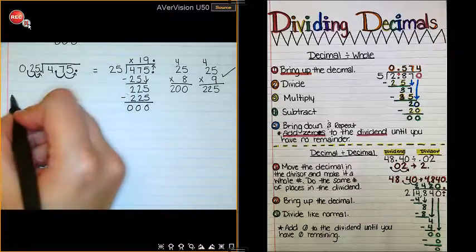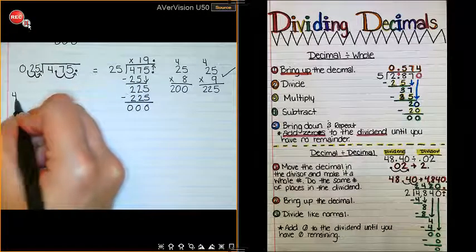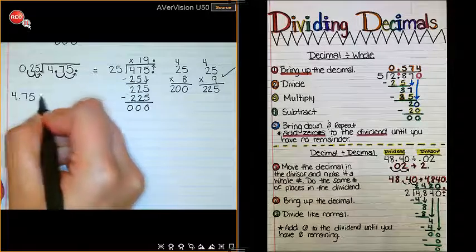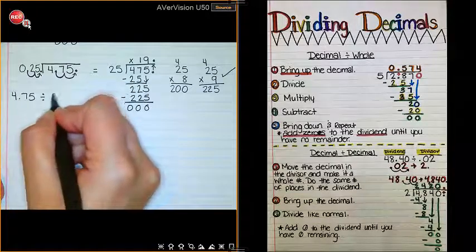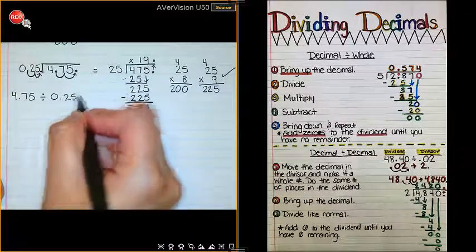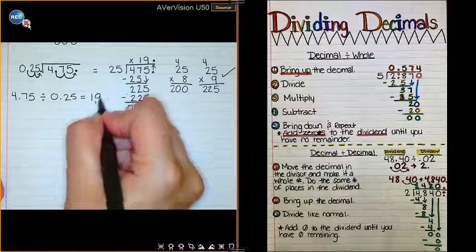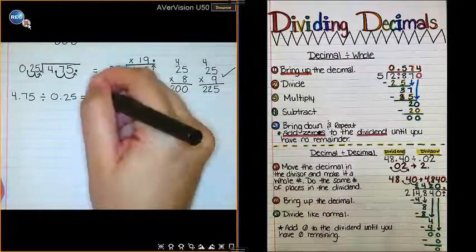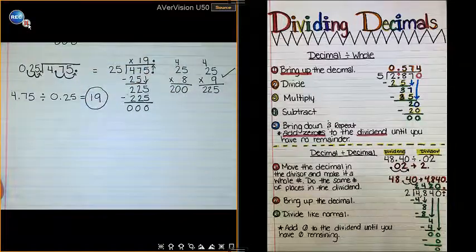So the answer to our problem of 4.75 divided by 0.25 is going to equal 19. And that's how you guys divide decimals by a decimal.